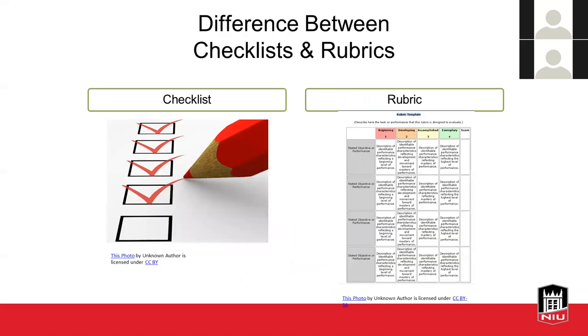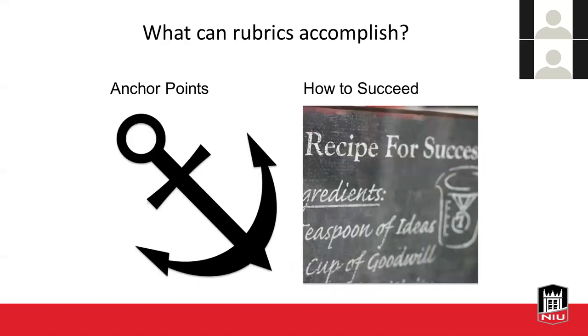If I can advance the slides in order, maybe. What can your rubrics accomplish? Well, as you can see up here, I have a lovely little anchor. Rubrics can help us set anchor points along a quality continuum so that we can set reasonable and appropriate expectations for students and consistently judge how well they have met them. That is actually a definition that we swiped from the University of Minnesota, but I did appreciate that.